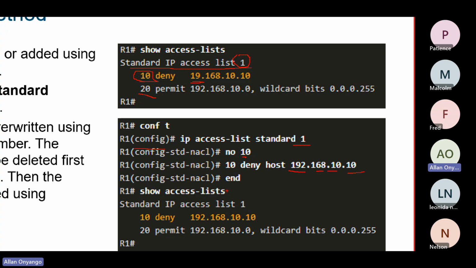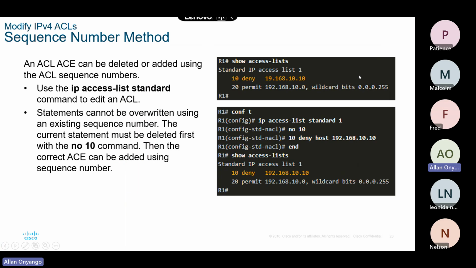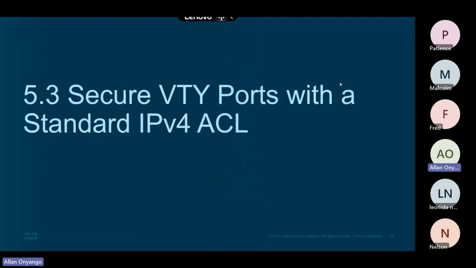So when you say show access-list, you now see your standard ACL number 1 is now denying 192. So you have corrected this from 19. From 19, you've actually been able to change it to 192, and everything is now okay. So that's how you can always use sequence numbers to be able to edit your access control list.